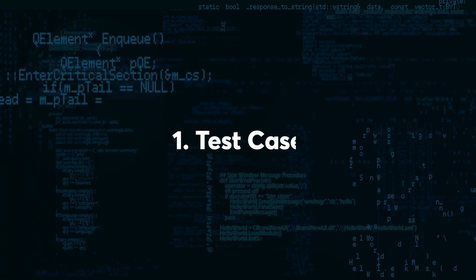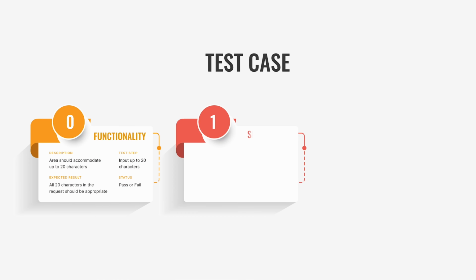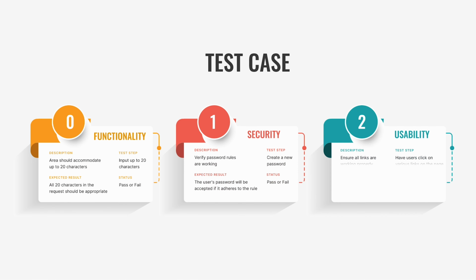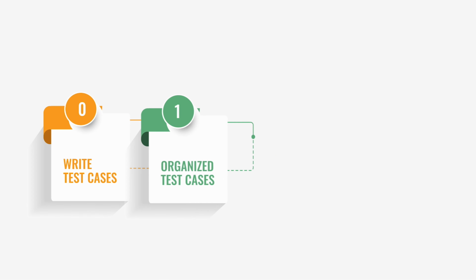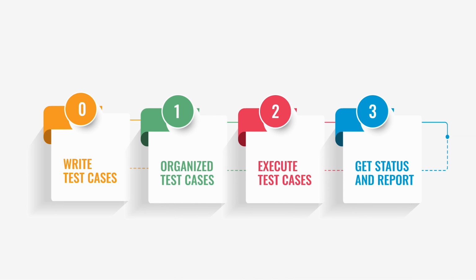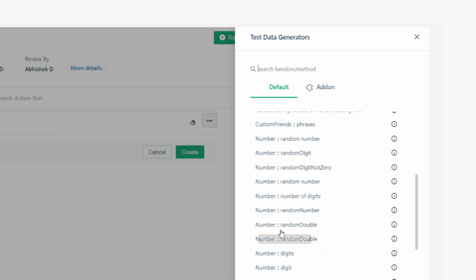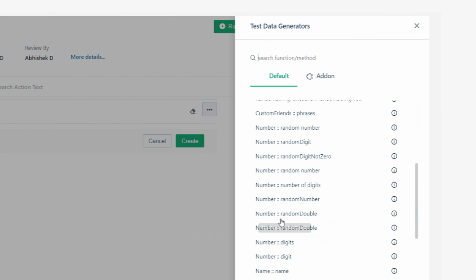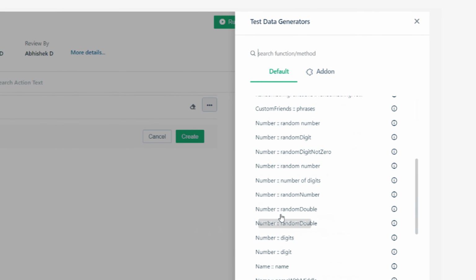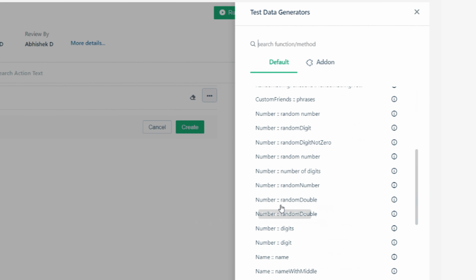1. Test case. Every unit test starts with a test case, which is a specific scenario or condition that you want to test. This could be a particular function, method, or part of your code. 2. Test data. To assess how the code behaves under different conditions, you'll include test data. This includes input values, parameters, or data sets that you'll use to test the unit.